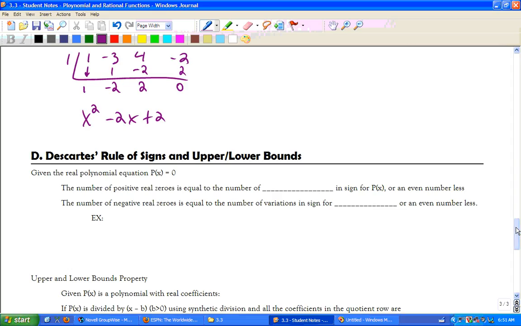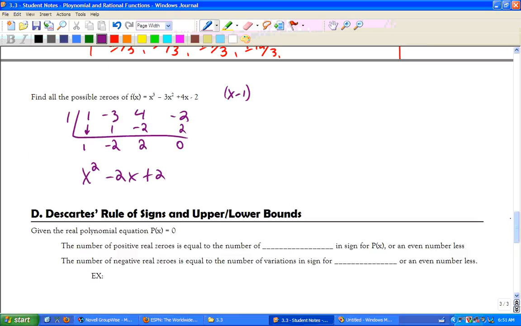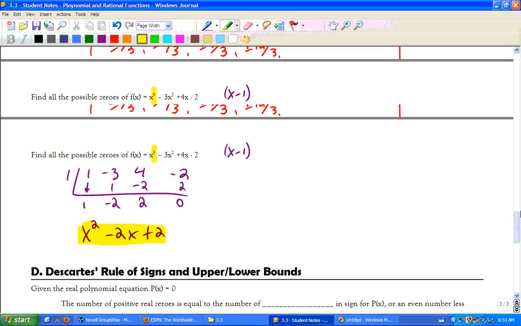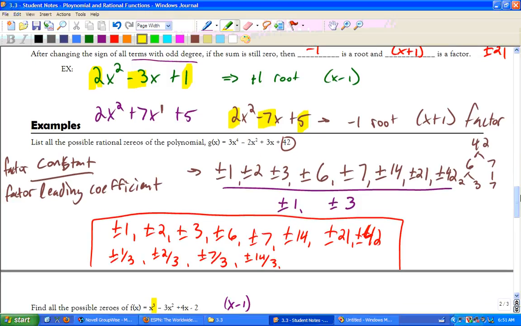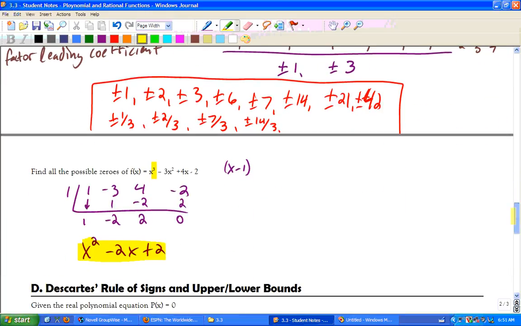Okay, after we divide by x minus 1 to get to the quadratic x squared minus 2x plus 2, we're left with a problem that we know how to solve. Sometimes if we start with a degree greater than 3, we may have to go through the process again. And we can use this idea of finding all the possible rational zeros to give us a place to start and to check our work. But in this case, we're left with a quadratic.